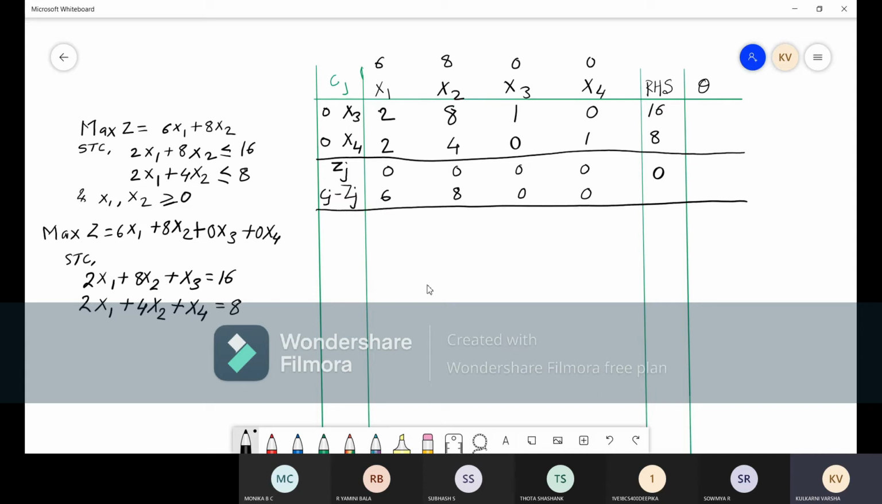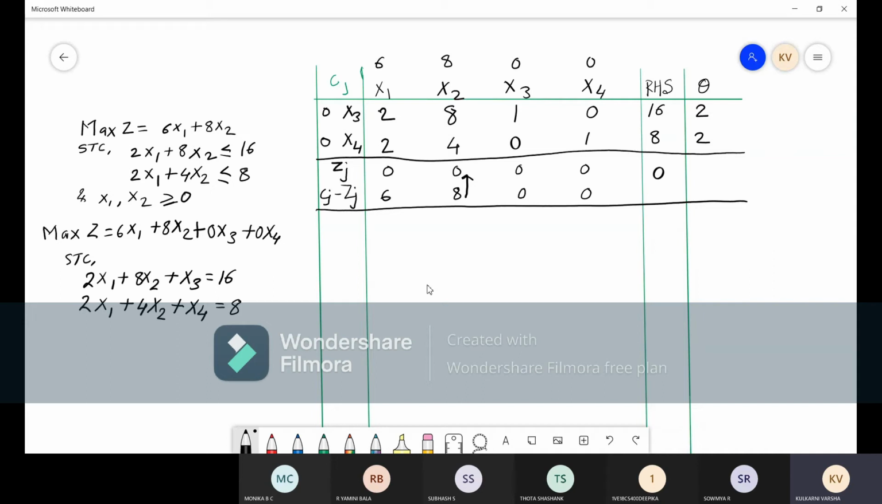Now we'll go for the second iteration. To go for the second iteration, we have to find the maximum Cj minus Zj. Among these, we don't have to consider zeros, only the positive maximum value. So that means x2 is entering in the next iteration. Which one is leaving? To find out which one is leaving, RHS is divided by the corresponding elements of the entering variable. So 16 divided by 8 is 2, 8 divided by 4 is 2. So it's a tie, and we cannot decide which one will be leaving.